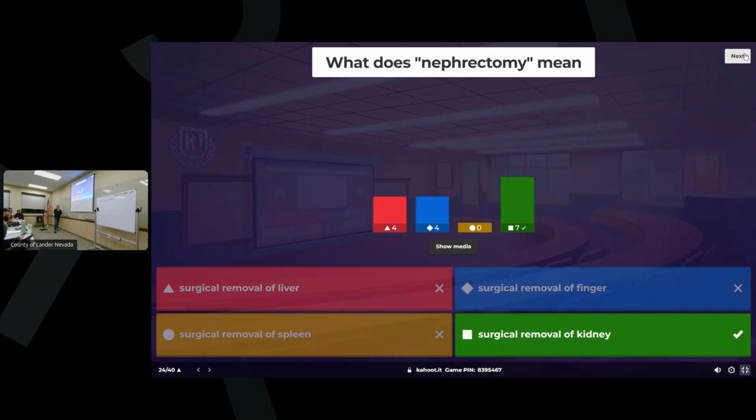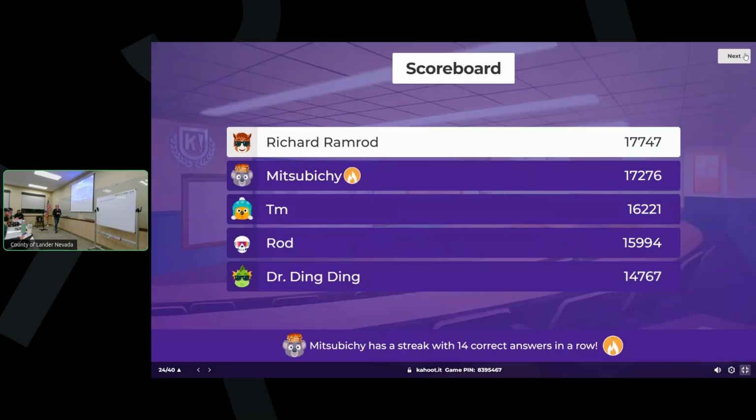So nephrectomy, your neph is your kidney. So nephrologists study the kidneys. So ectomy, meaning removal of. So appendectomy, removal of what? The appendix, right? Good.